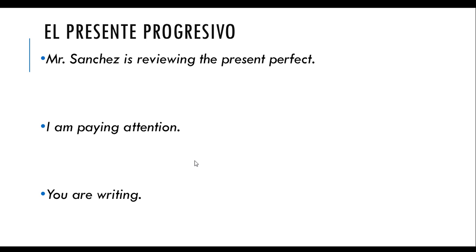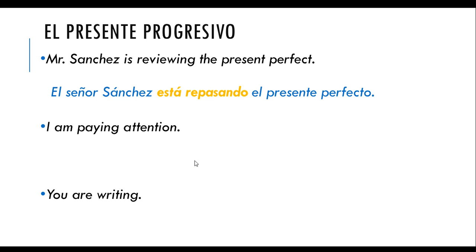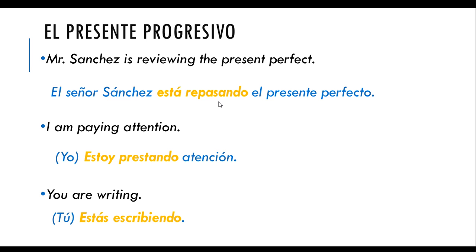So Mr. Sanchez is reviewing the present perfect. If we were to say this in Spanish, it would be El señor Sánchez está repasando el presente perfecto. So here we have the verb estar plus the present participle. I am paying attention. Estoy prestando atención. You are writing. Estás escribiendo. Right? So all review so far.